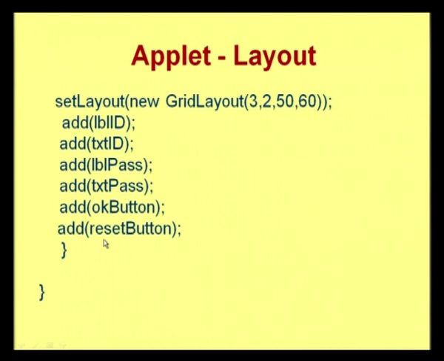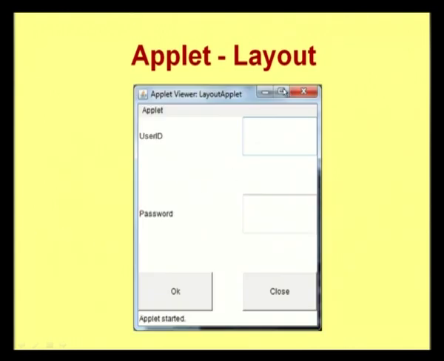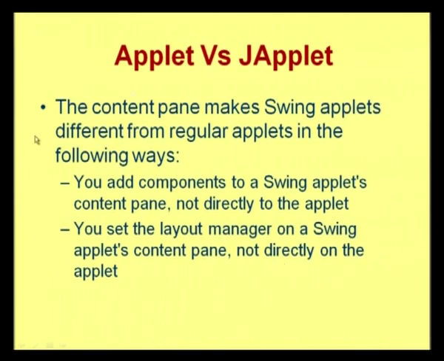So here we don't have any listeners. You can see that your applet will be like this. We have 2 labels, 2 text boxes and then 2 buttons. You can see that the horizontal and vertical space that we have specified is a horizontal space of 50, and then a vertical space of 60. Otherwise, this user ID and these components would occupy the entire area without any space between the components.